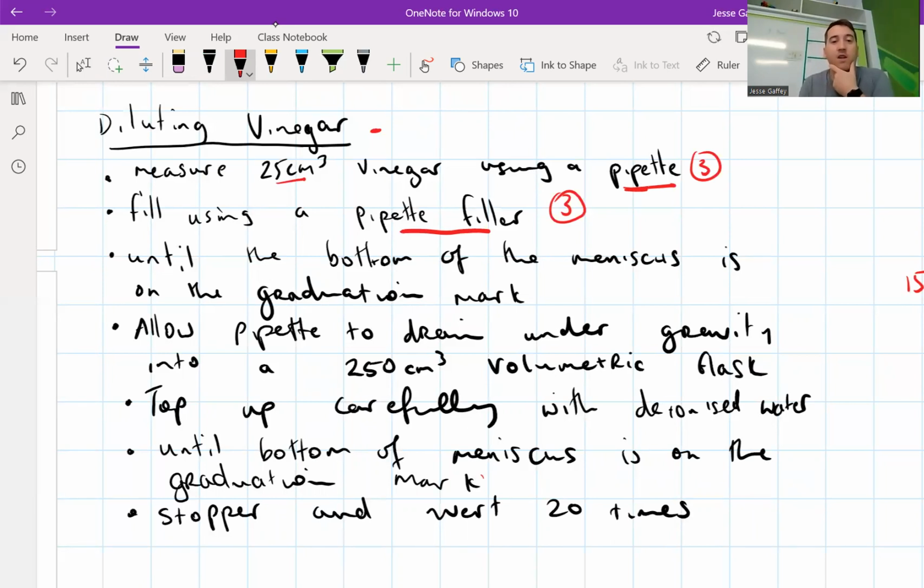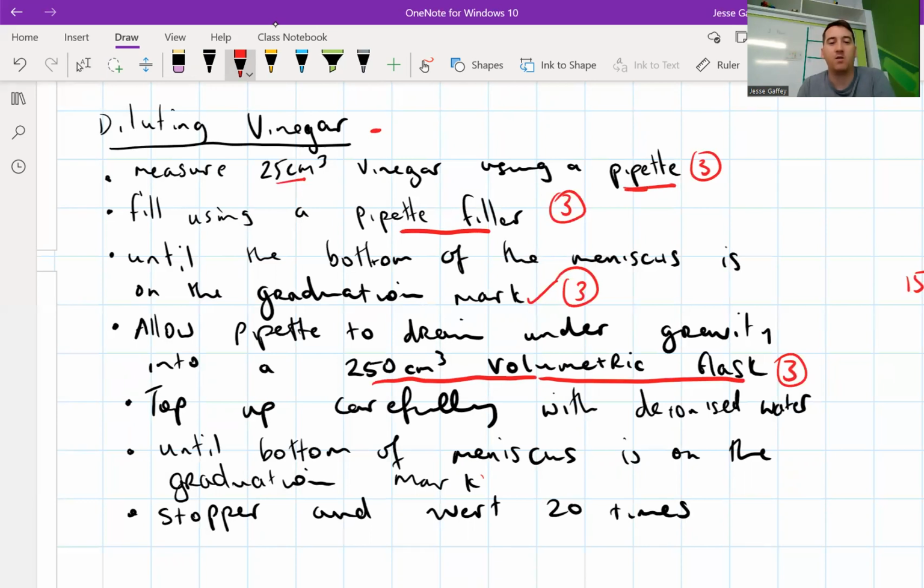How do you read the level in the pipette? You fill it until the bottom of the meniscus is on the graduation mark. Again, we're going to get 3 marks for that. How do we then transfer it to the volumetric flask? So you allow the pipette to drain under gravity. So in other words, you just let it flow out by itself into, and again, definitely you should mention what type of flask, a 250 volumetric flask. Going to get another 3 marks there.